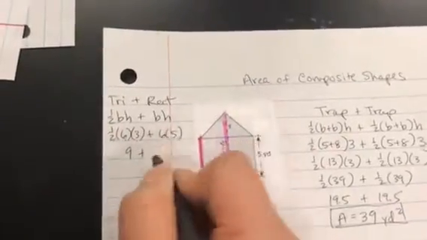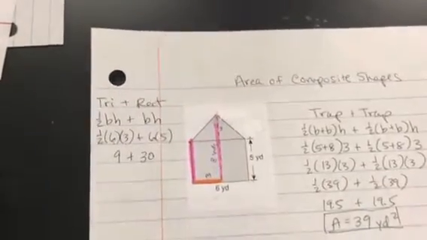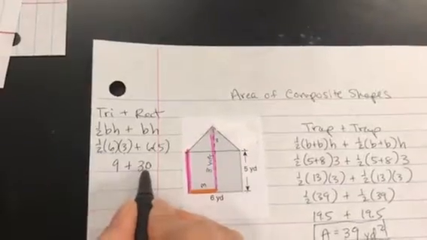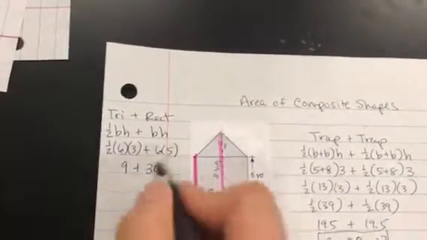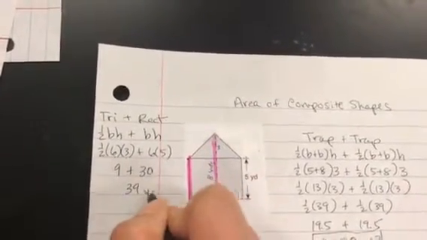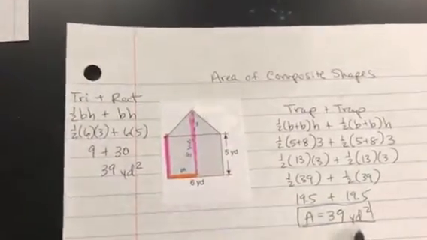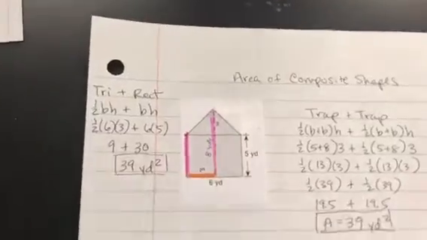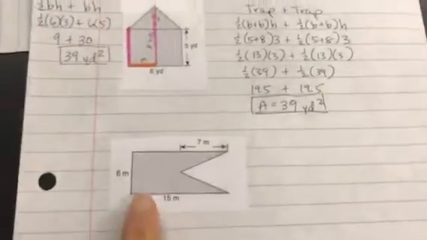And 6 times 5 is 30. Right? And then I just combine the two areas. The area of the triangle is 9. The area of the rectangle is 30. So then the area of the whole thing is 39 yards squared. So you can see I got the same answer. Right? So there are two ways you could do that one. Okay, let's look at the next one.